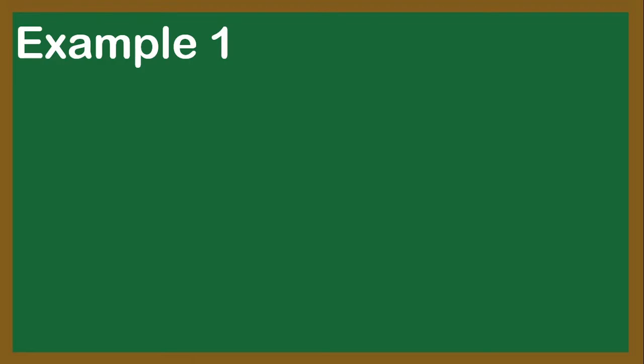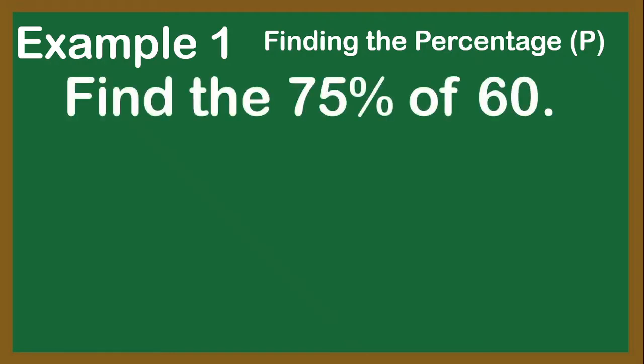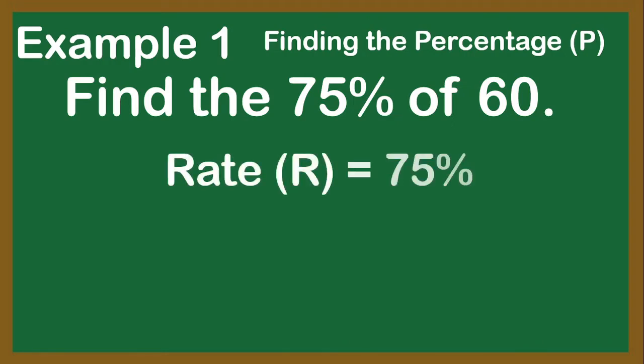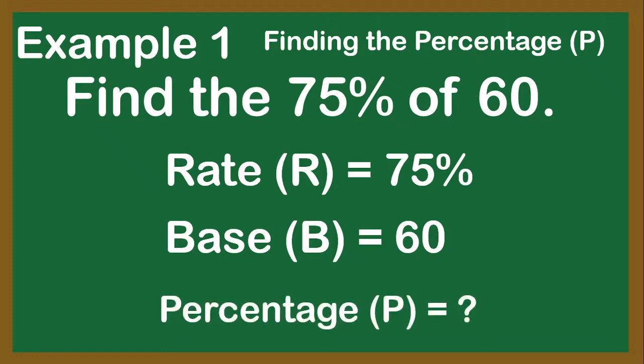Now let us have example number 1. That is finding the percentage or the P. Find the 75% of 60. Rate or R is 75%. The base B is 60. And the percentage P is the unknown or the one we're going to solve.